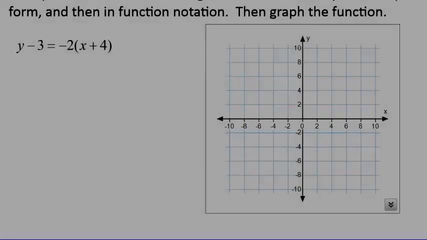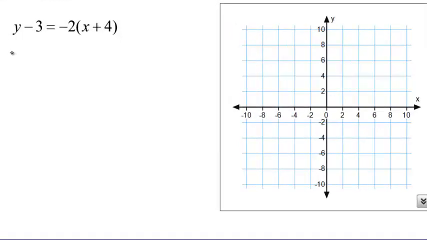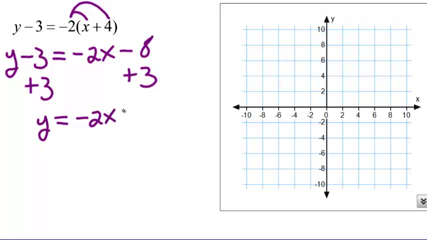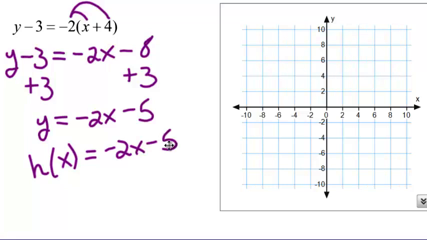Let's do one more of those. So the first thing I want to do in this case is simplify this stuff on the right. So I get negative 2x minus 8, distributing the negative 2 here. And then I'm going to add 3 to both sides. So I get y equals negative 2x minus 5. So there's slope-intercept form. Let's change it to function notation. We'll say h of x equals negative 2x minus 5.